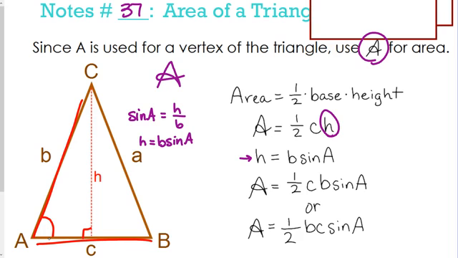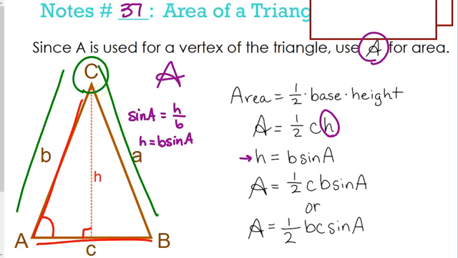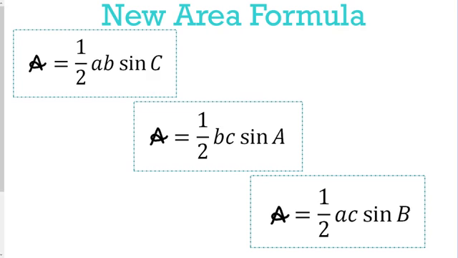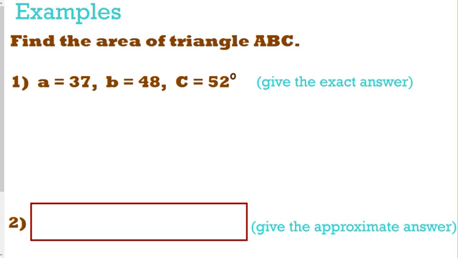It doesn't matter if you have sides B and C, or if maybe you have sides A and B. If you had sides A and B, you would use angle C, the included angle. Or if you had sides A and C, you would use angle B, the included angle. So that means we have 3 different versions of this area formula: 1/2 AB sine C, 1/2 BC sine A, 1/2 AC sine B. Just the same formula written in 3 different ways. Now let's do a couple of examples.